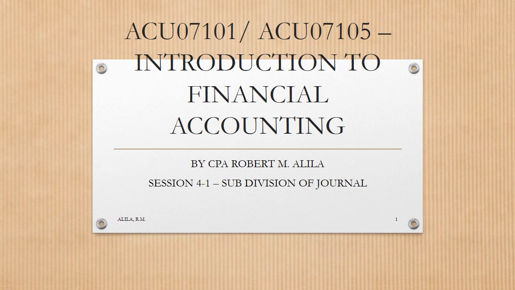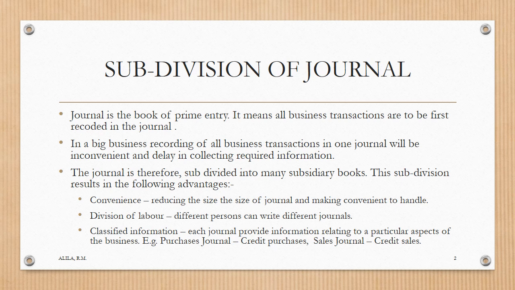Dear class, today let us continue with our discussion on a journal. A journal may be subdivided. A journal, as we discussed earlier, is the book of prime entry, and it is meant to record a transaction. It is where the transactions are recorded for the first time.